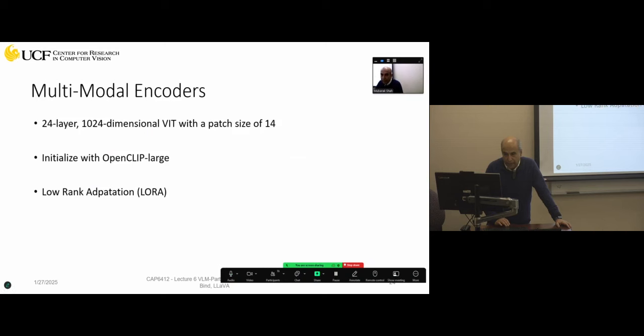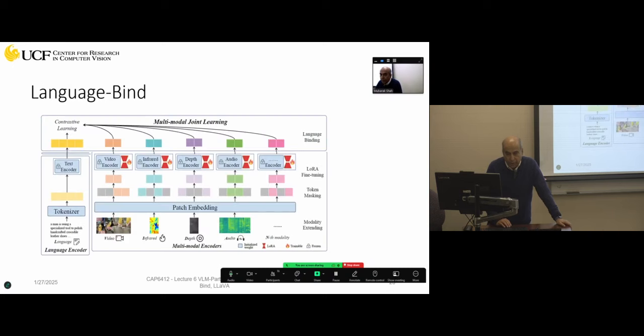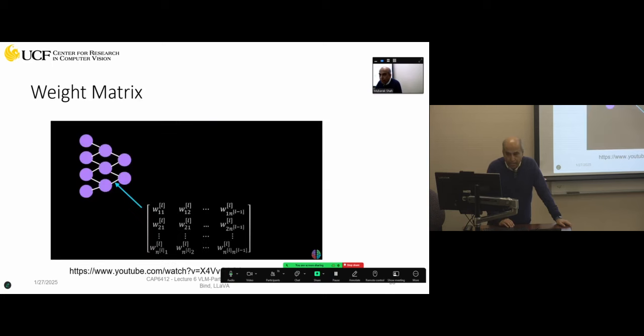So these are their encoders. Again, everywhere you will see the ViT kind of transformer model used, depending on how many layers you want to use, what the patch size is, and so on. And then, as you see, again the OpenCLIP encoder. And low rank, let's talk a little bit about that. Low rank is, again, very common now.